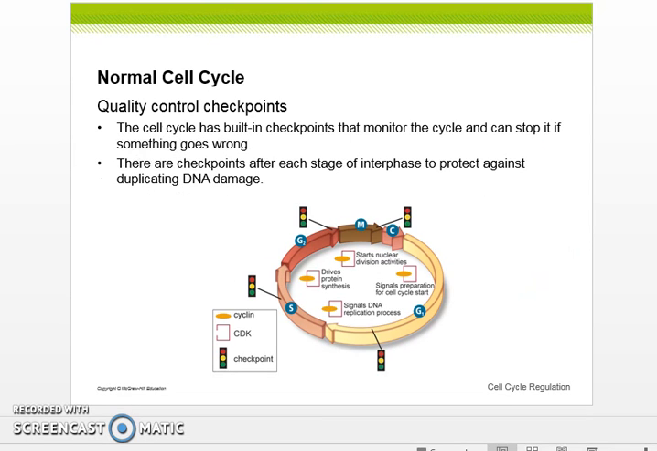Quality control checkpoints. Why do we have them? Well, we want a good product, right? The cell cycle has built-in checkpoints that monitor the cycle and can stop it if something goes wrong. There are checkpoints after each stage of interphase to protect against duplicating DNA damage.